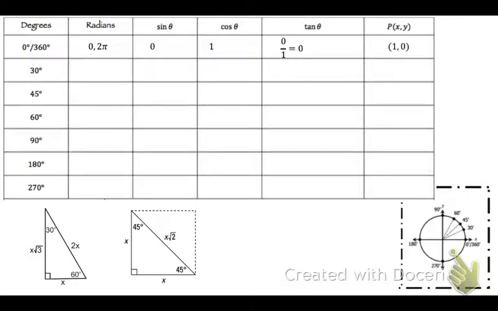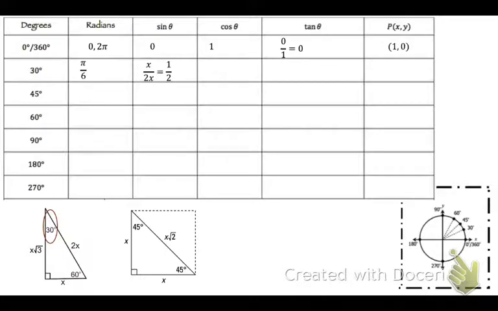Okay, let's look at 30 degrees. So first, let's convert that to radians. So that's 30 times pi over 180, which is 30 pi over 180, which is pi over 6. Now we have to find the sine of that. So let's just look at our triangle down here. Sine is opposite over hypotenuse. So that's x over 2x. Those x's cancel. That's 1/2.